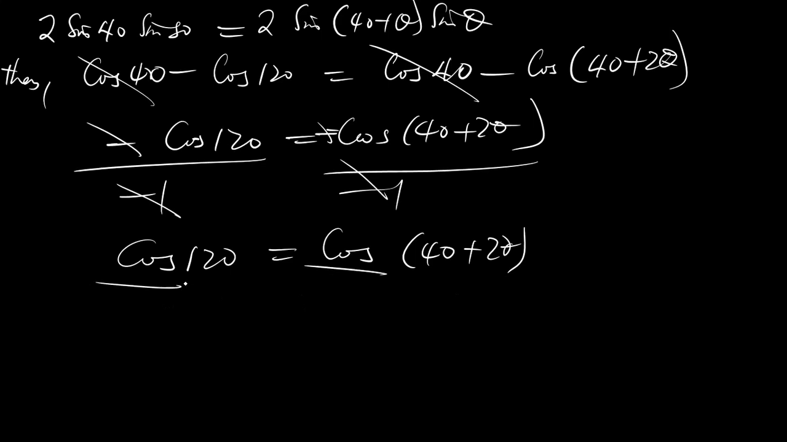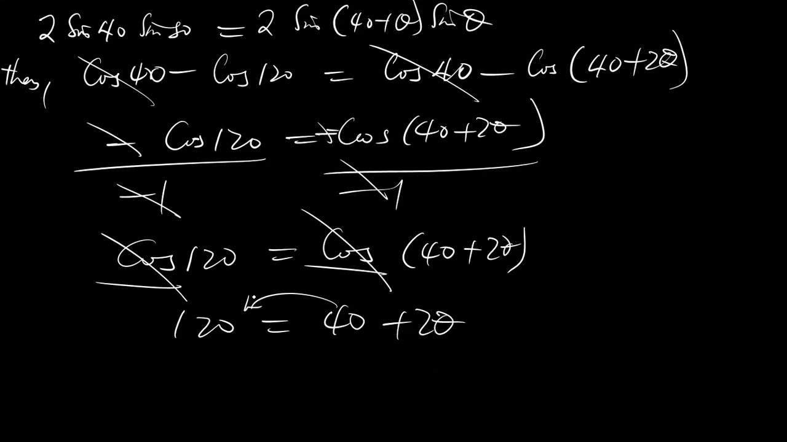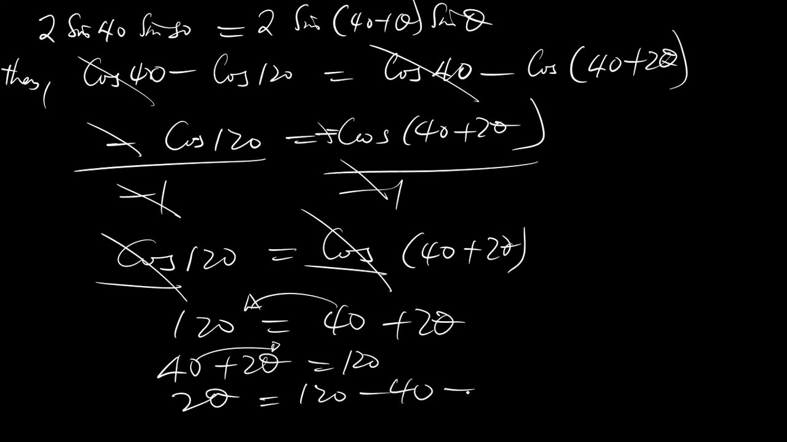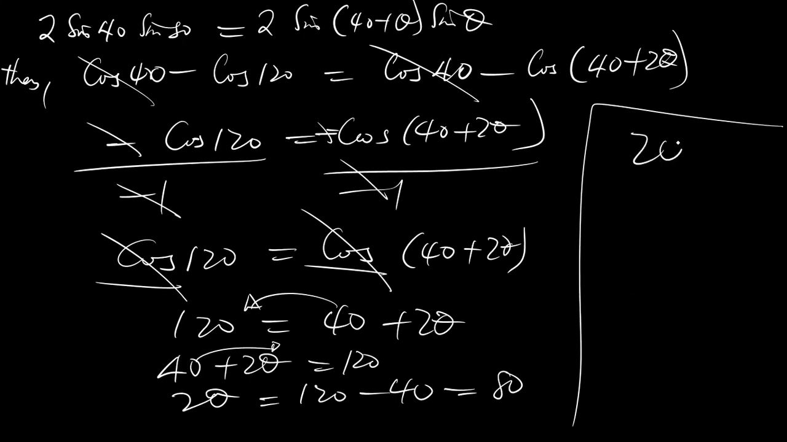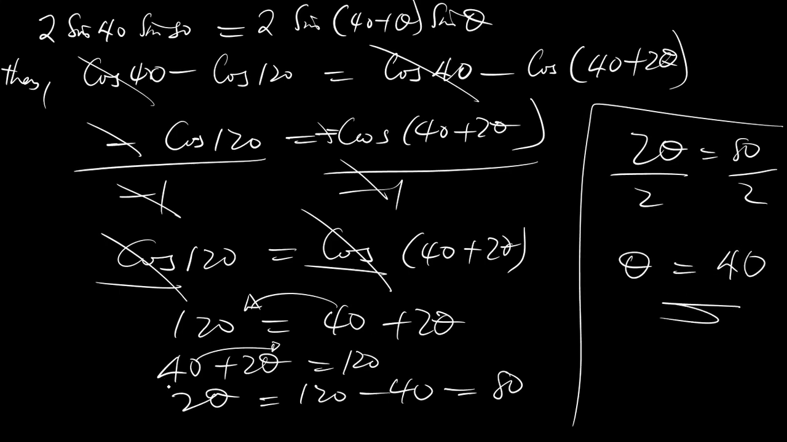Now, since the cos are common, we just cancel it out. You have 120 is equal to 40 plus 2 theta. Let me interchange: I have 40 plus 2 theta equal to 120. Now, move this 40 to the other side. I have 2 theta equal to 120 minus 40, which is 80. Dividing both sides by 2, you have theta equal to 40. So 40 is the final answer.